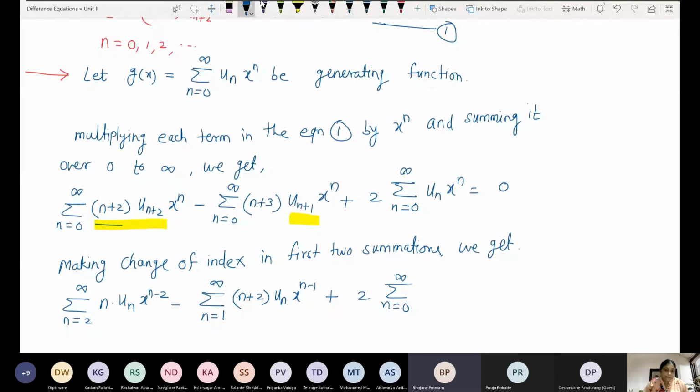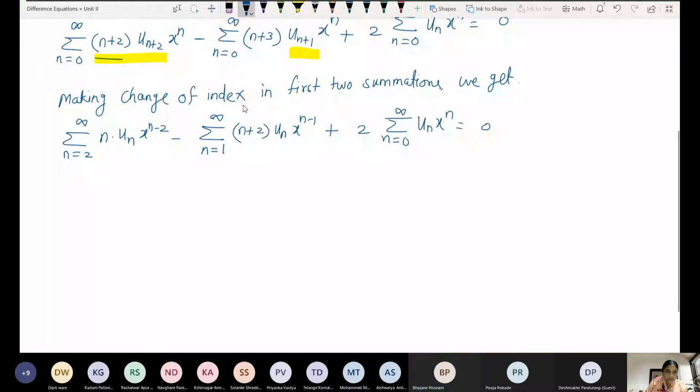Yes, ma'am. Now, what is my gx? Gx is n is equal to 0 to infinity un x raised to n. So what will be g dash of x? Since gx is summation n is equal to 0 to infinity un x raised to n, this implies what is g dash of x?